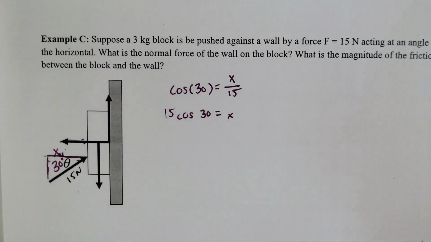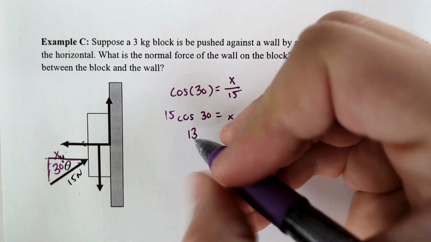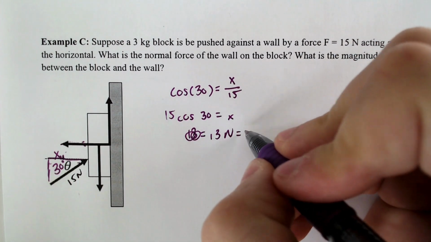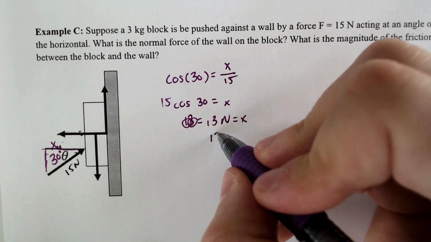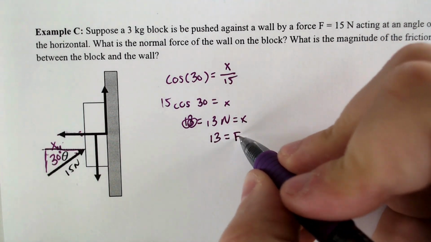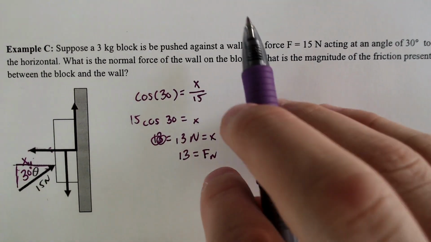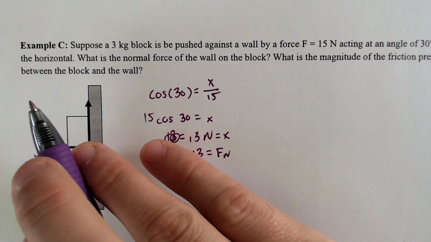That would be equal to about 13, it's 12.99. 13 newtons would equal x, which would also equal your force normal. All right, so part 1 done. What is the magnitude of friction present between the block and the wall?